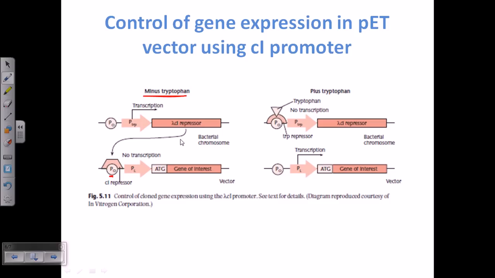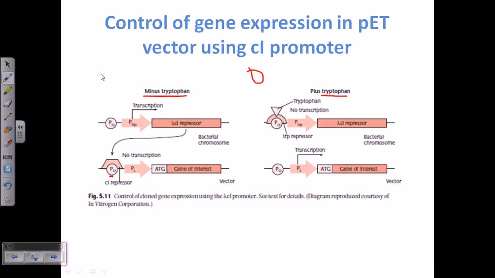Then what we'll do is add tryptophan. We know that the tryptophan operon is a type of operon where adding tryptophan can act as a repressor for a promoter. So it can act as a repressor, right? We all know that. It's an aporepressor. That means normally the repressor is present inside the cell, but it is in an inactive form.